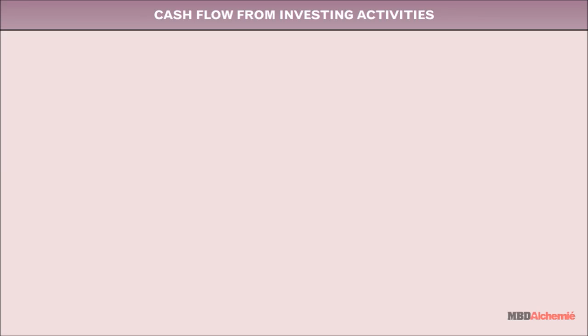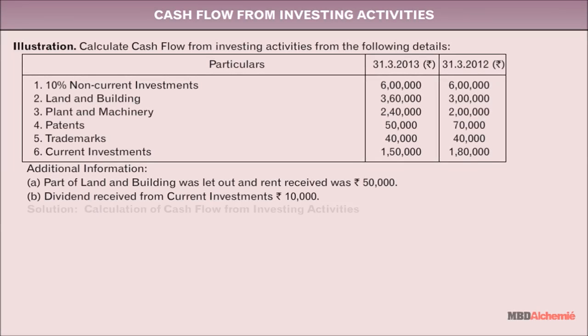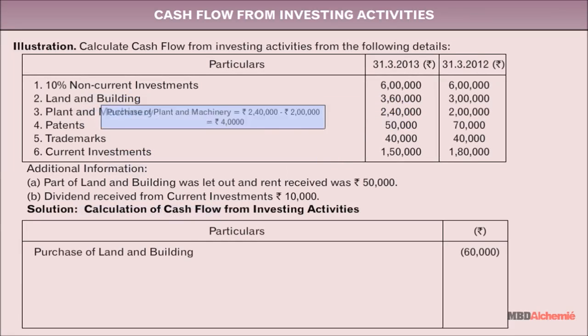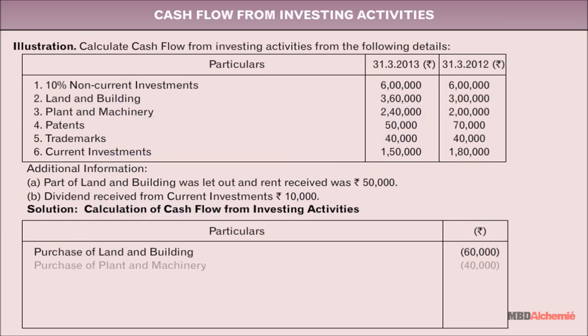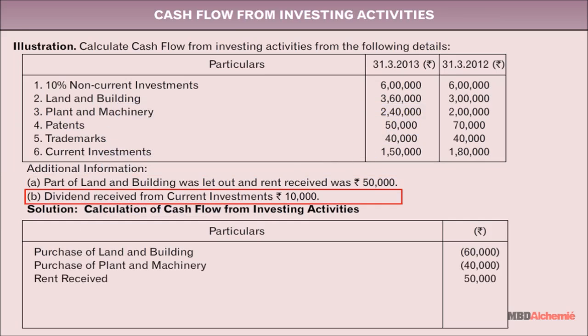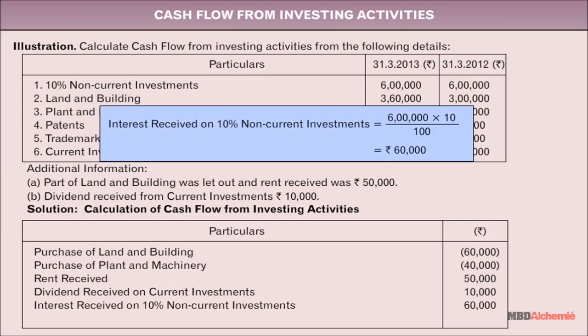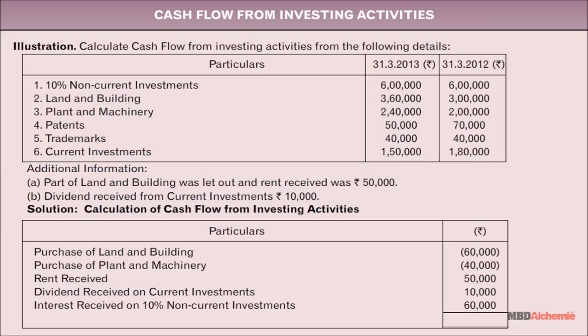Cash flow from investment activities. To calculate this, we need to add purchase of land and building, purchase of plant and machinery, rent received, dividend received on current investment, and interest received on 10% non-current investments.